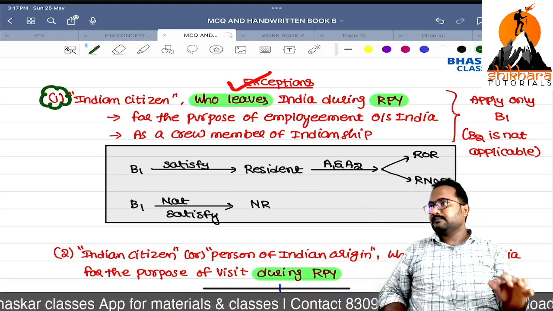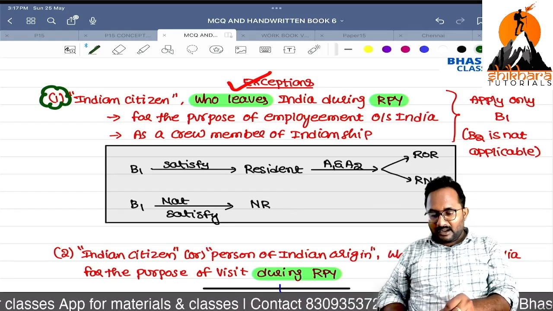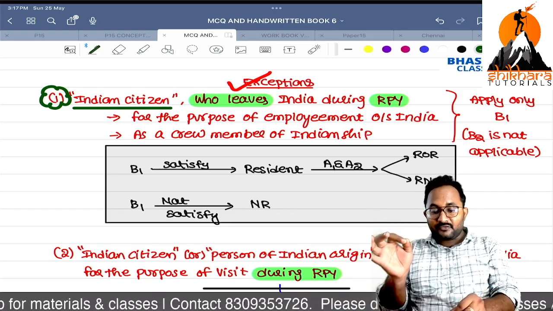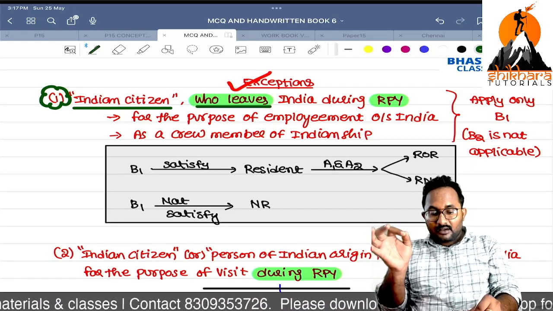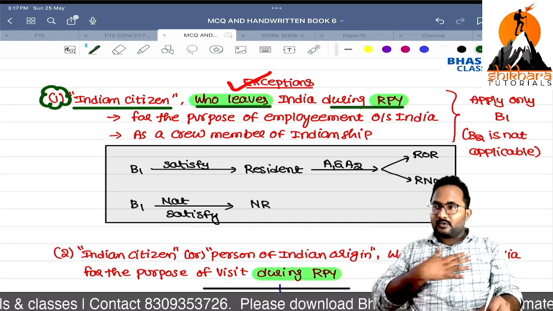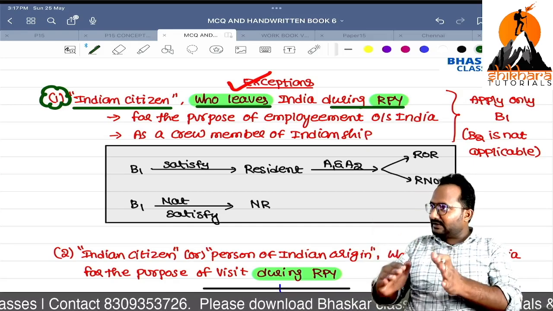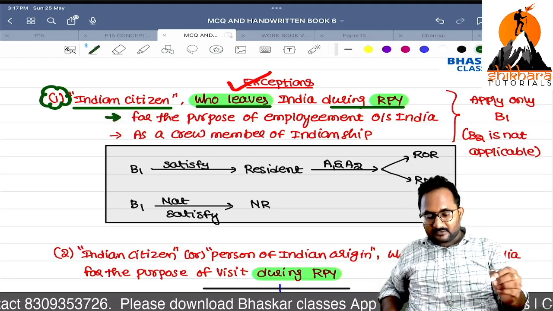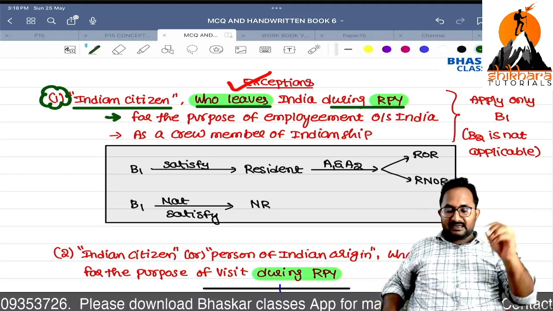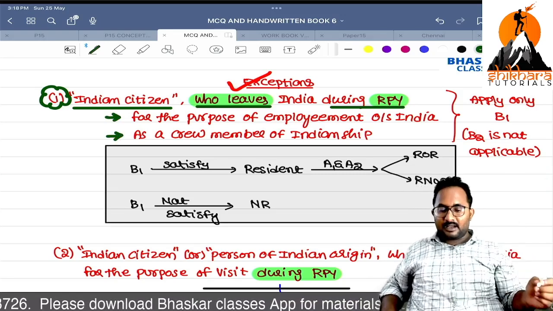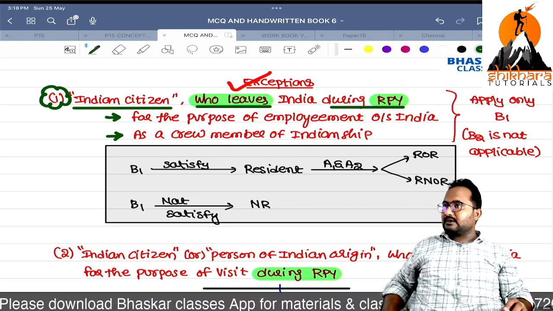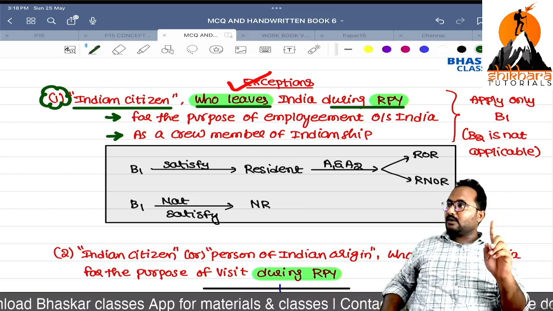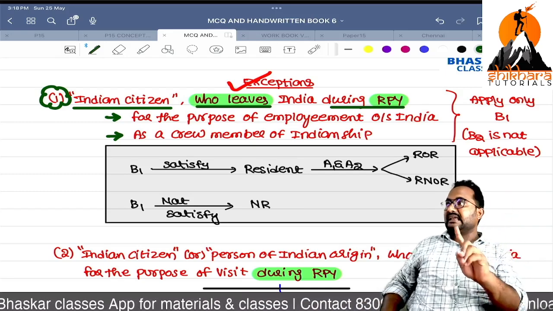Indian citizen. This exception is applicable for whom? An Indian citizen who leaves India, or who left India, during which year? The relevant previous year. Suppose any Indian citizen left India during the relevant previous year for these two purposes. What are the two purposes? Purpose of employment outside India, or as a crew member of what? An Indian ship. Then you have to calculate the residential status in an exceptional way.